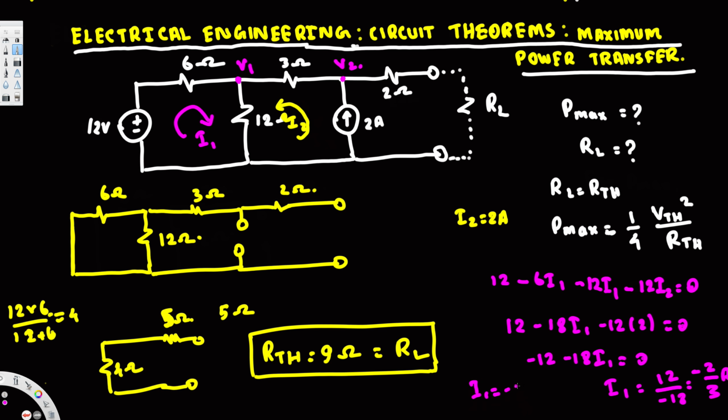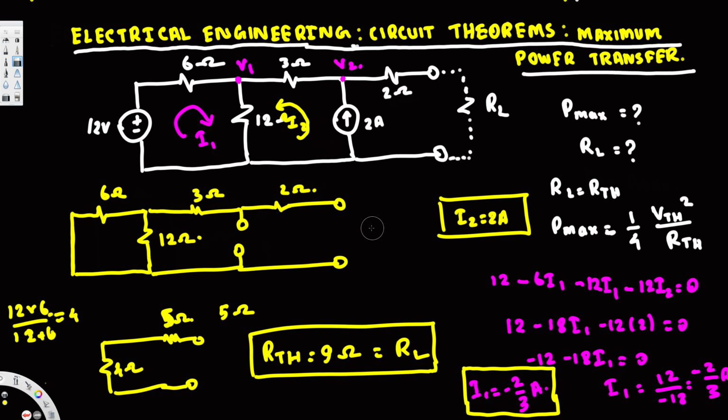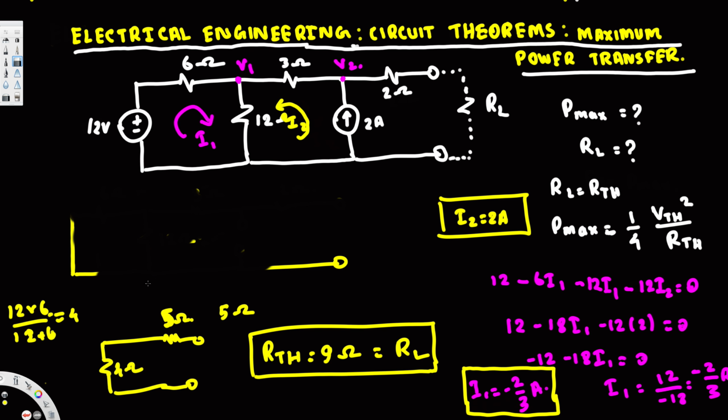I1 is going to be equal to minus 2 over 3 ampere, and that's our current I1, I2, and that's it. Now we have found out I1 and I2. Now we have to find out the voltages, right? Now since we don't need this one anymore, I'm going to remove this one, right? Okay, now let's continue this one right here.